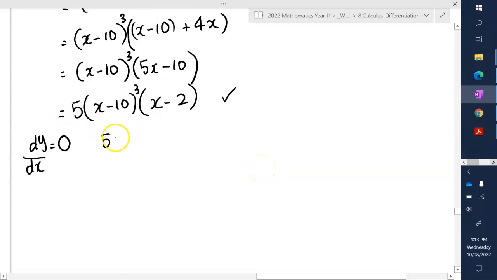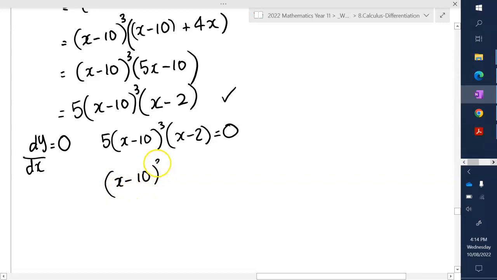So we want to find where 5(x - 10)^3(x - 2) is equal to 0. Think back to what we did in our functions topic and our quadratics topic. When we have different brackets, we don't need to look at the 5 out there. We're only looking at the parts in the brackets because the 5 is not going to help us out. We're going to set each of our brackets to 0 because we don't know which one is 0. So we're going to check them.